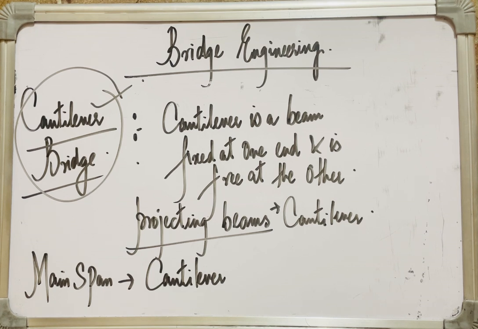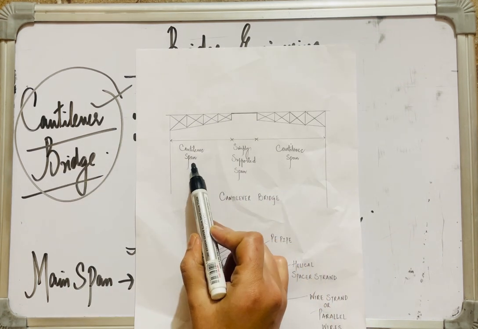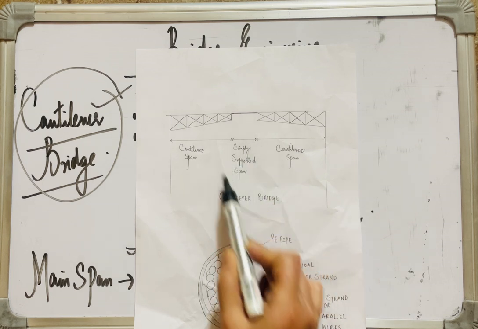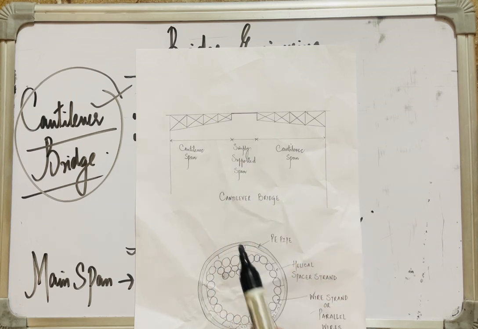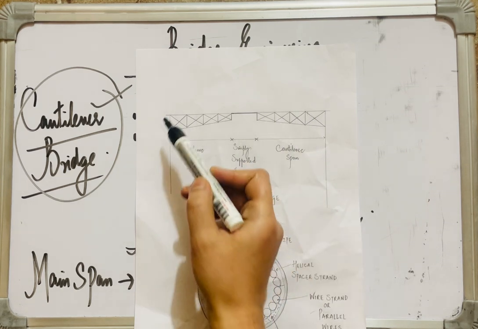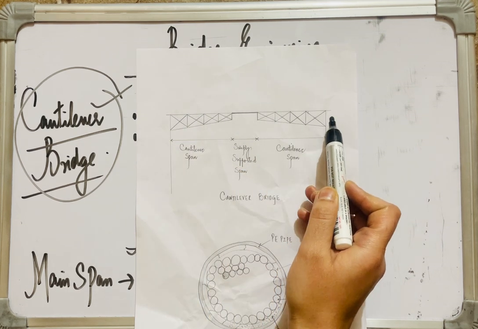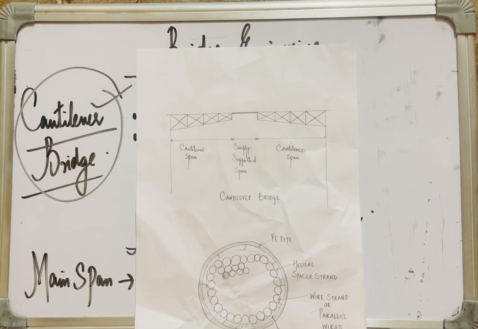Let me show you in the diagram first. Here it's a cantilever bridge. All right. This is a cantilever span, this is a cantilever span, and this is a simply supported span. So typically in case of a cantilever bridge, we have 3 spans. The 2 outer spans, which are anchored at the ends. This cantilever is anchored at this end.